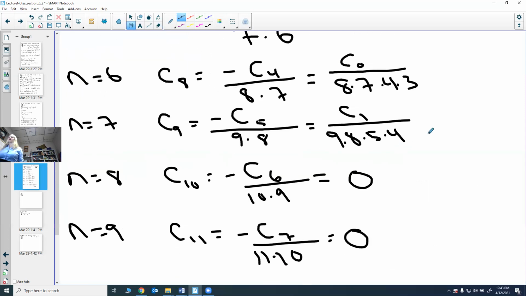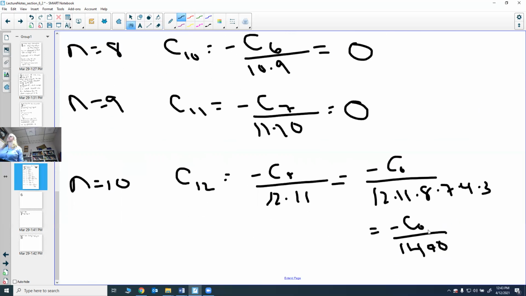This C1, 9 times 8 times 5 times 4, that would actually be, actually, that's the 1440. So I actually didn't find out what this one is. We don't care really what it is. So we'll just go ahead and delete it for right now. If you want to know what it is, you can find it.